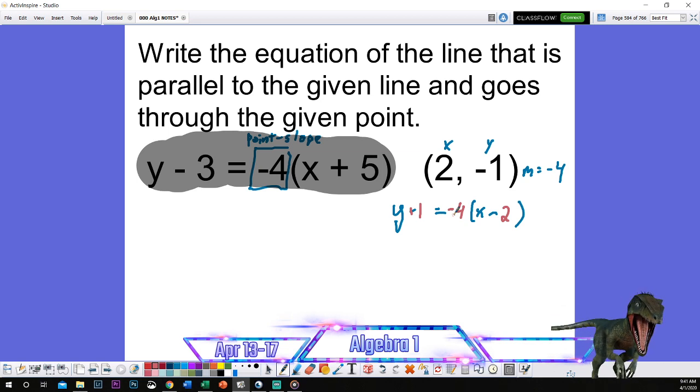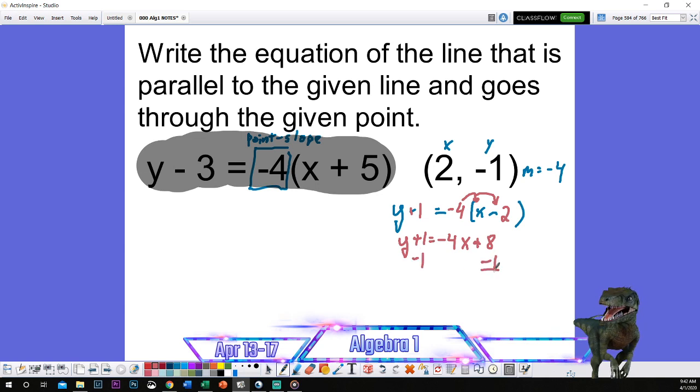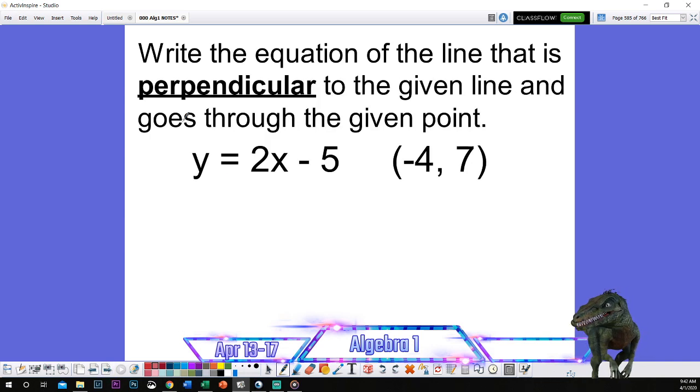Okay, next we're going to distribute that -4 to both of those. This gives me y plus 1 equals -4x. Now what symbol goes here? Hopefully you remember that a negative times a negative is a positive 8. And finally subtract 1 from both sides, and this is going to give us y equals -4x plus 7. Fantastic job, everyone. Okay, now I think we're ready to go to the next one, which is perpendicular lines.